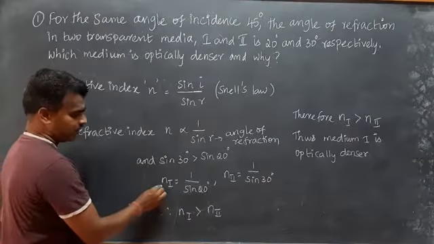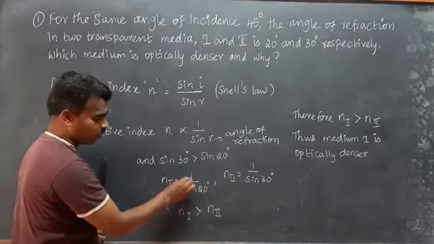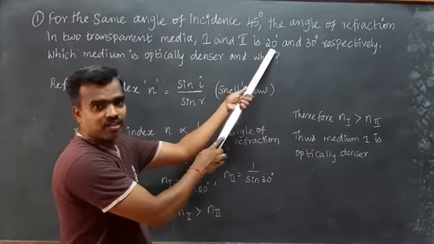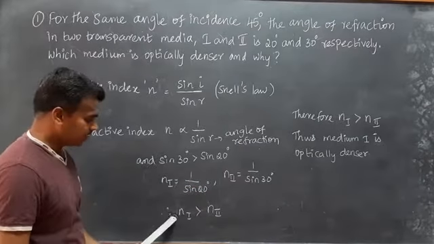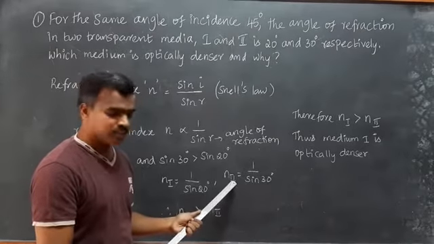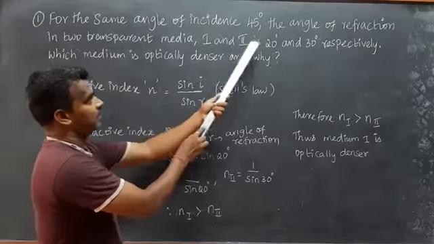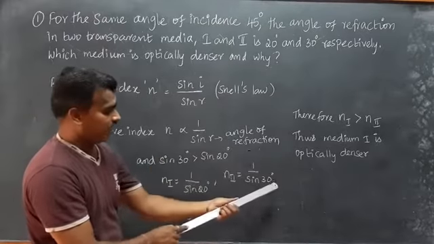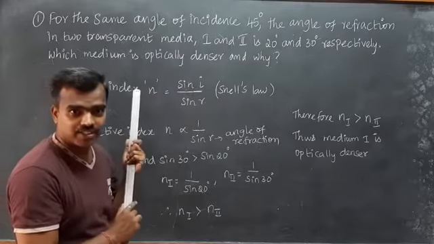From this formula, the refractive index n1 of the first medium is equal to 1 divided by sin 20, because for the first medium the angle of refraction is 20 degrees, so instead of r I substitute 20. Similarly, for the second medium, n2 is equal to 1 divided by sin 30, because the angle of refraction is 30 degrees. The angle of incidence is the same.